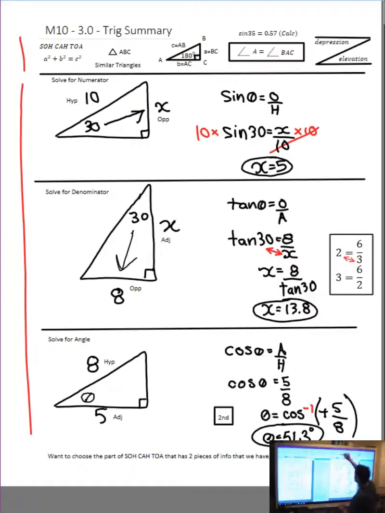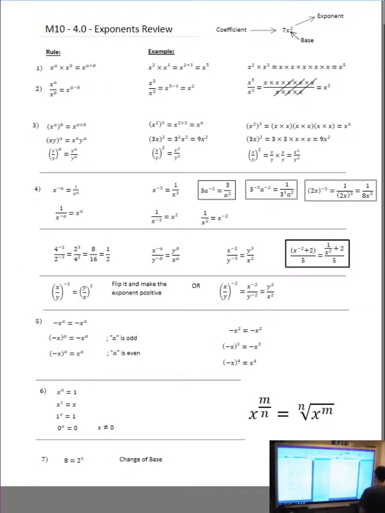And then off to the right in big red, we either times those sides, or we technically cross multiply, or we do the inverse calculation. We're going to be doing a lot of trig in grade 12 and beyond. The exponents review, we just have to know these. I'm going to probably do this in grade 9 in a couple minutes, probably a minute.